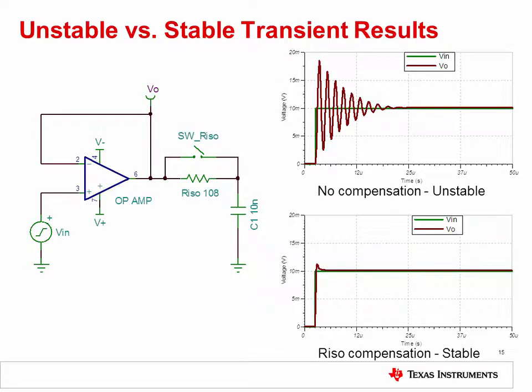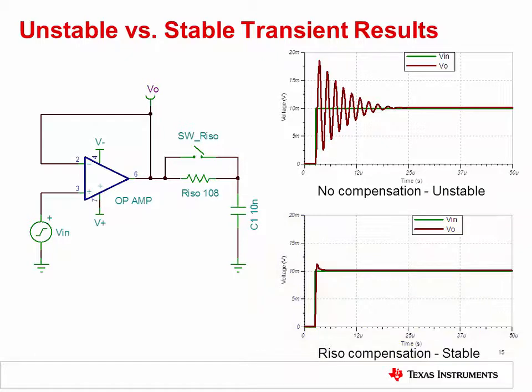Comparing the transient response of the circuit both with and without RISO compensation, we can see significant improvements by using RISO. Without RISO, the output of the circuit shows heavy overshoot and ringing and takes a long time to settle to the proper value. With RISO, the output has a small controlled overshoot and quickly settles to the proper final value.